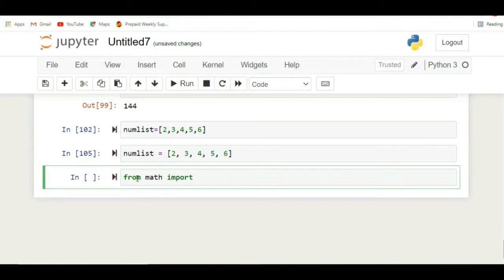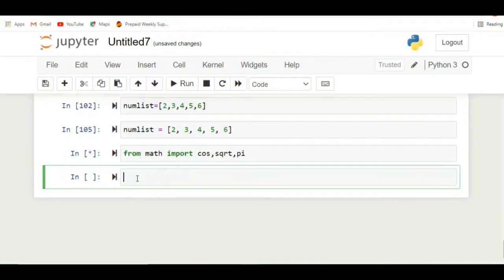Okay, so here we are talking about some others. From math import cos, we are talking about trigonometric functions. From math import cos and sqrt, sqrt means square root, and pi. Then we will find the different values of different sine and cos functions.